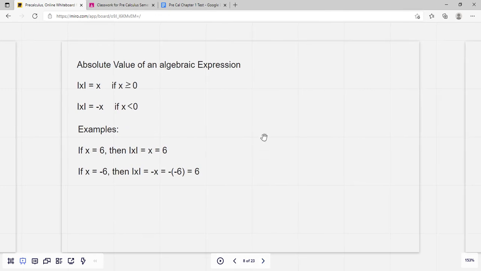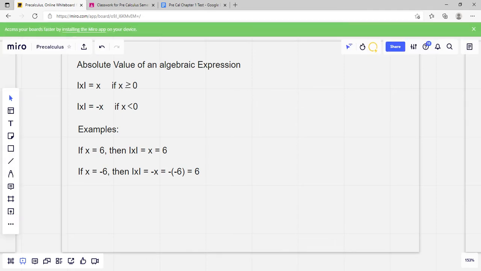Absolute value of an algebraic expression. The absolute value of x would equal x if x is greater than or equal to 0. The absolute value of x would equal negative x if x is less than 0. So basically, if x is a negative number, then the absolute value of x would have to be negative x to make it positive.